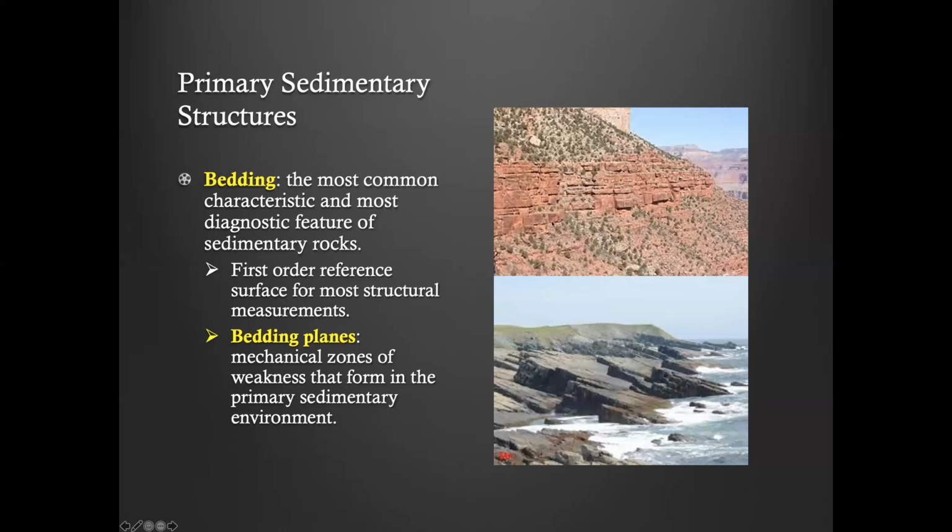At the top and the bottom of those beds is something called a bedding plane. It's the mechanical zones of weakness that form in primary sedimentary environment. So if we went to the very base of this bed here, we put our hand on it, that's a bedding plane. We can stand on this dipping unit, and this flat surface is the bedding plane. We put our compass on the bedding plane to measure strike and dip.